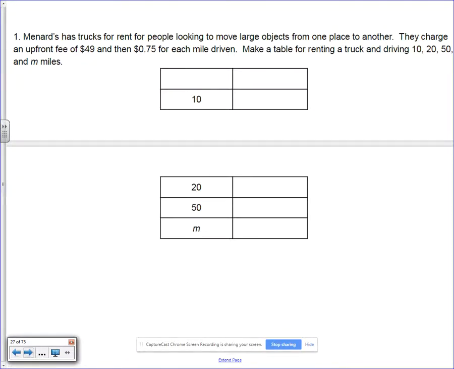What are these numbers representing over here? M for miles. Okay, so this side is miles. And then what will we be calculating? What will be the output? No. The price or the cost. Okay, so now I don't actually want you to calculate them. I just want you to tell me how you would calculate.